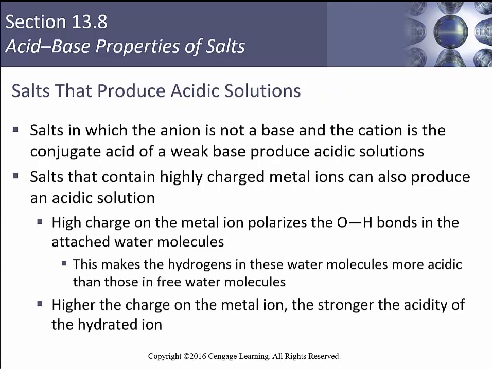What about a salt that produces an acid solution? Well, an anion that is not a base, and a cation that is the conjugate acid of a weak base, produces an acidic solution. And honestly, there's really only going to be a couple of these, because you're not going to get a lot of salts where this cation is going to be something that is both soluble and also going to be a weak acid. So salts that contain highly charged metal ions can also produce an acidic solution.